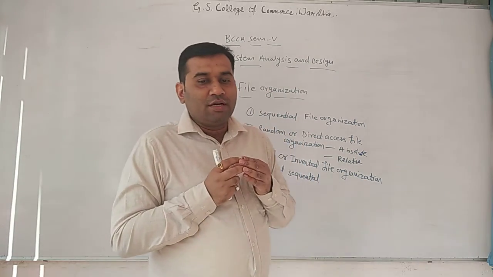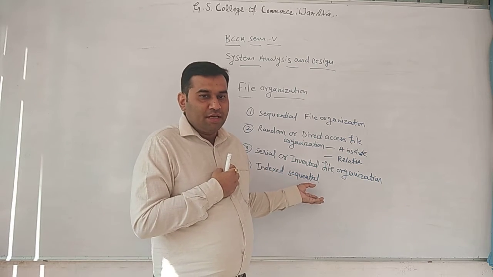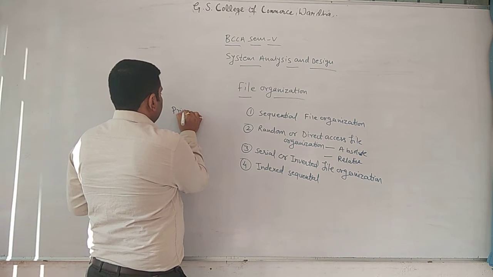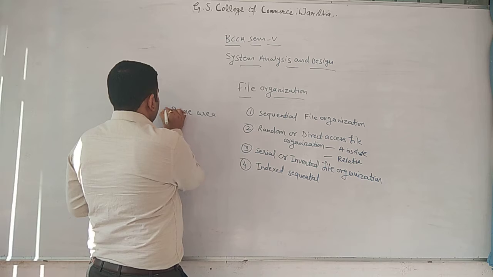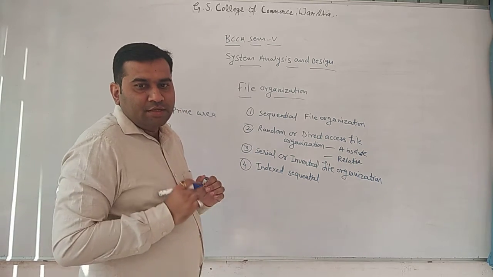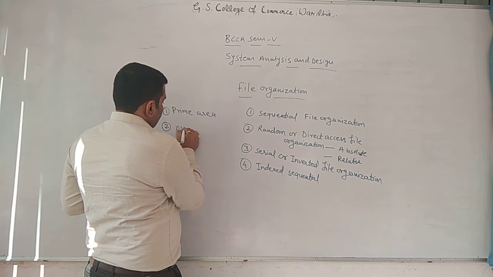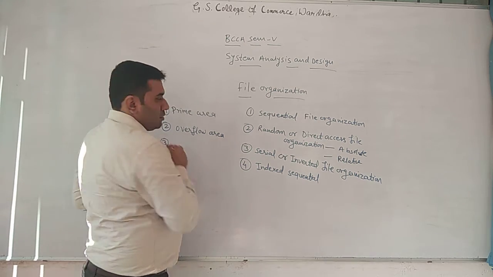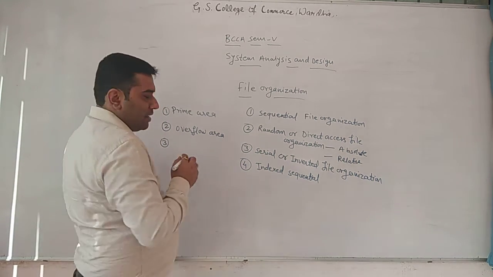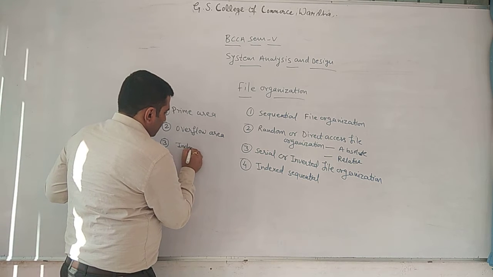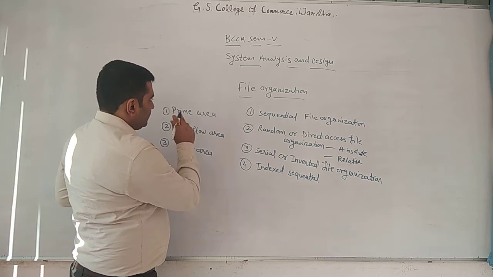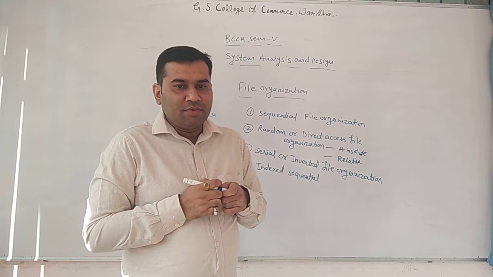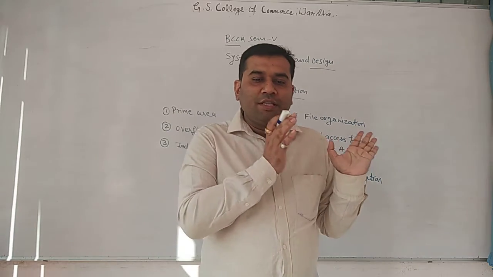To understand this method, distinguish among the three areas of the disk storage. First is the prime area. Second is the overflow area. And third is the index area. The prime area contains file records, stored by key or ID numbers. All records are initially stored in the prime area.